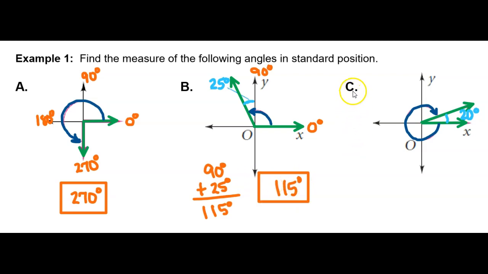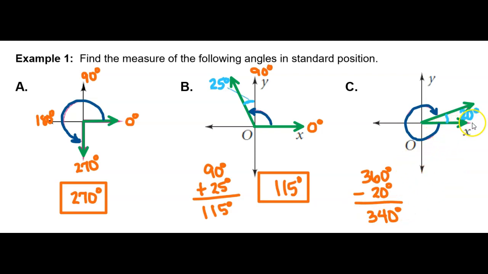So how about example C? This angle here is 20 degrees, but they want to know this dark blue one. Do you know how to figure that out? Well, we know that if we go all the way around our circle, we are going to be 360 degrees. So basically we're taking 360 degrees and subtracting this 20 degrees. So 360 degrees minus 20 degrees is going to leave us with 340 degrees.